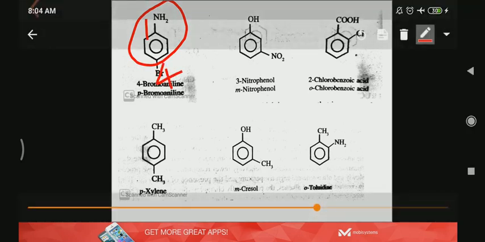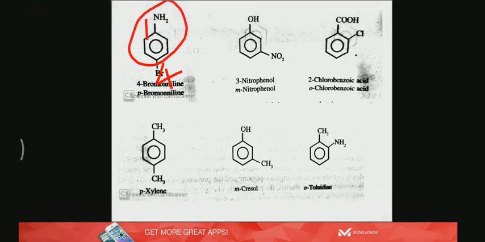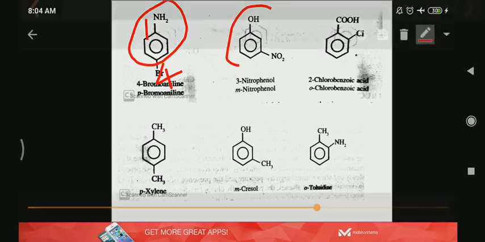So what's the name? 4-bromo-aniline. Position 1 need not be mentioned here because when you say aniline, it is that NH2 that is given position 1. With respect to that, bromine gets position 4. So 4-bromo-aniline or para-bromo-aniline. In the next one, OH gives a special name to benzene.